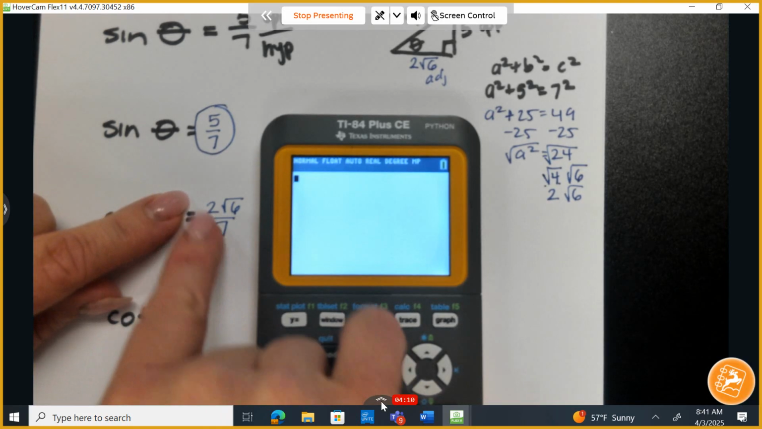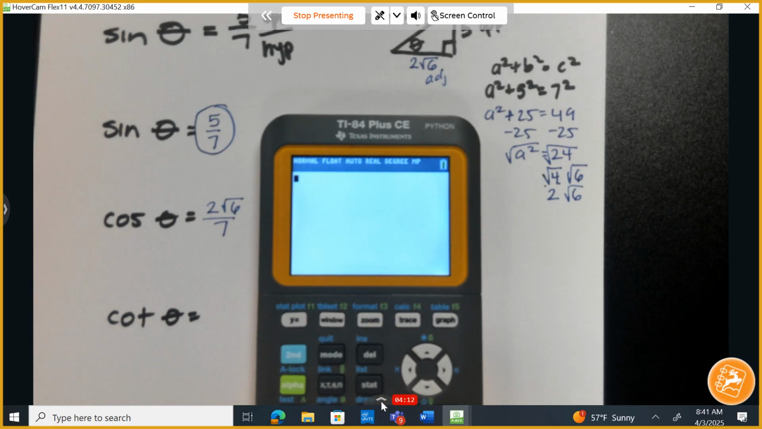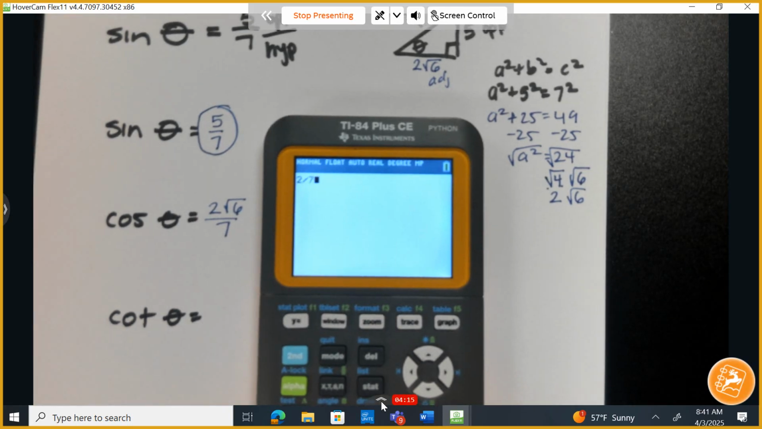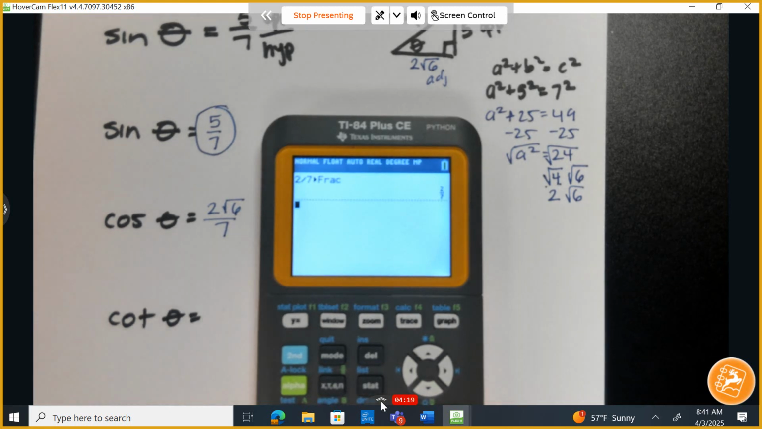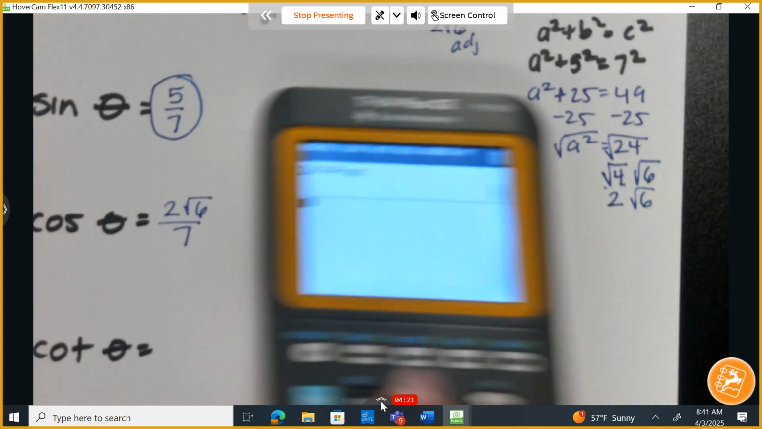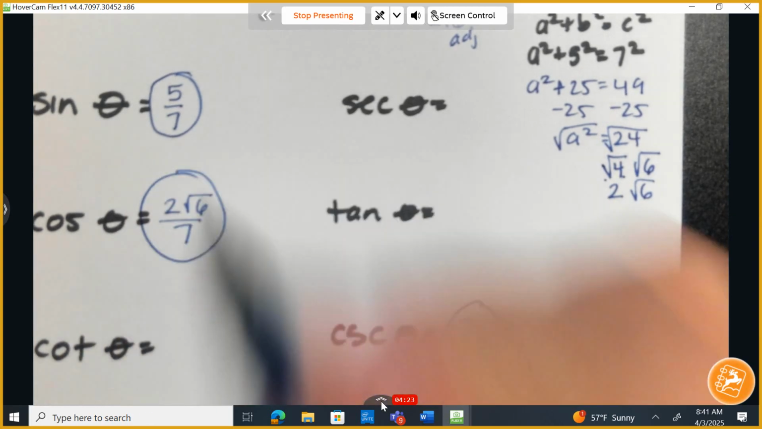2 of them are what I'll call like terms. 2 and 7 are in the same form. There's no square root. We need to see, can this be reduced? So I say 2 divided by 7. I hit math, fraction, enter, enter. I still get 2 over 7. That tells me it cannot be reduced.